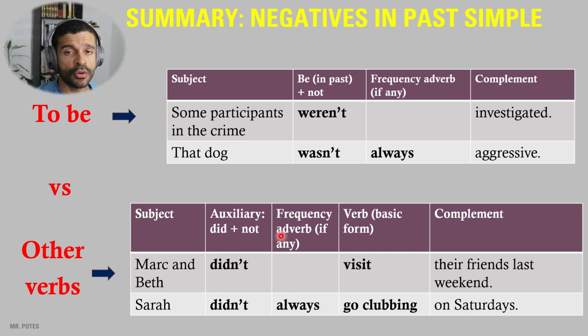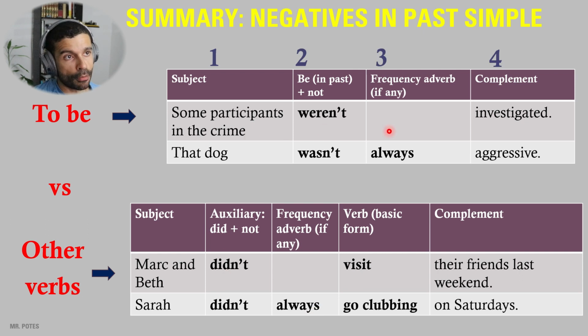So when we have a frequency adverb, as you see here, it goes between the auxiliary plus not and the verb in the basic form, just like so. Sarah didn't always go clubbing. This is not very common, all right? In past simple negatives, we don't usually use frequency adverbs. When we do, here is how they are located.